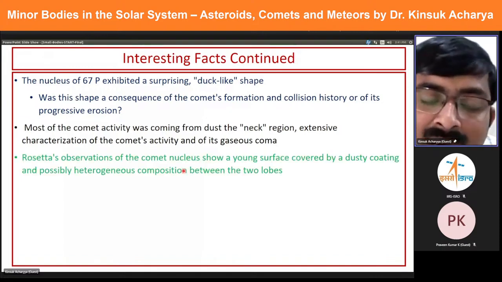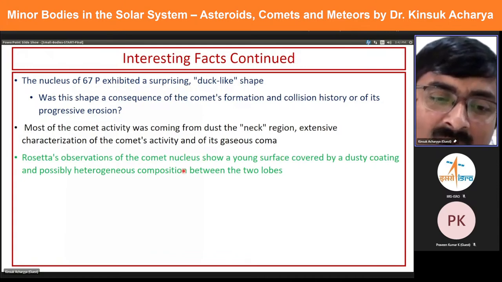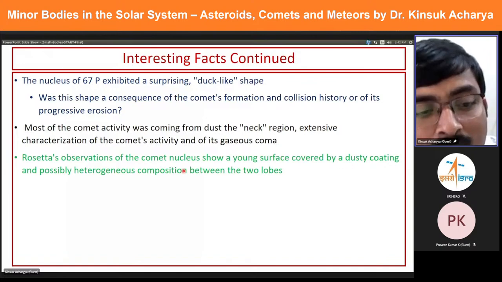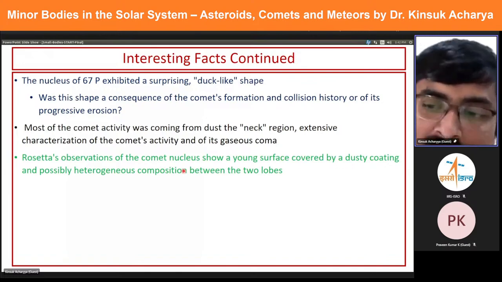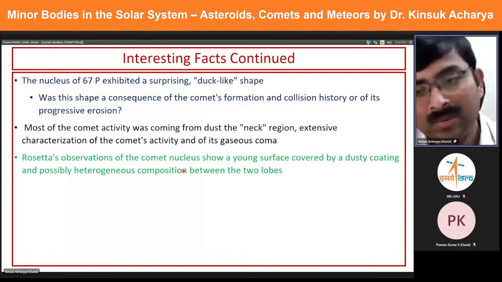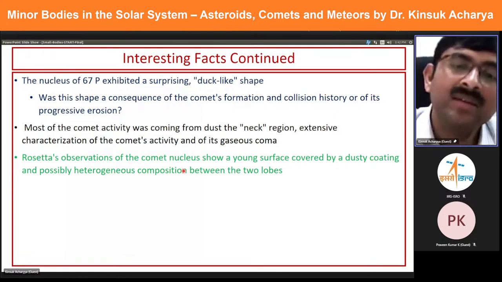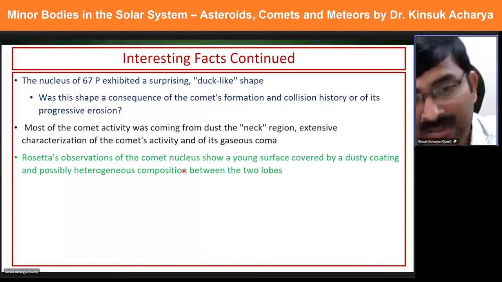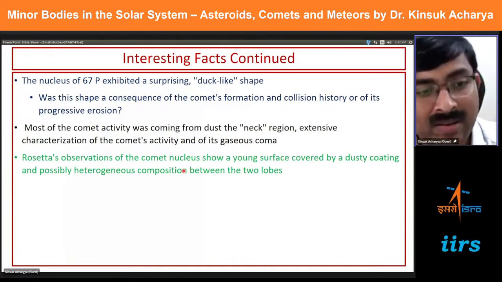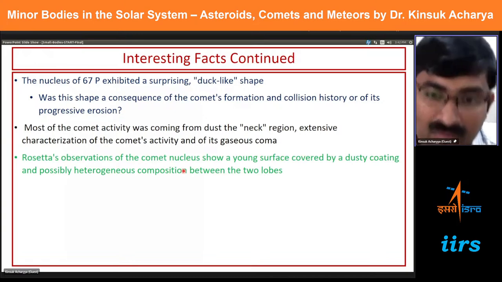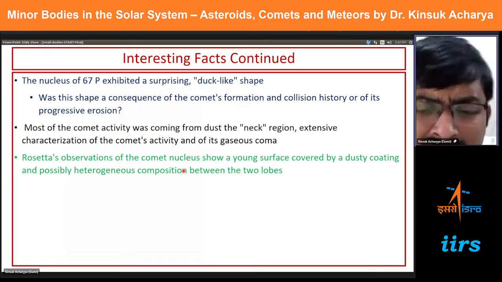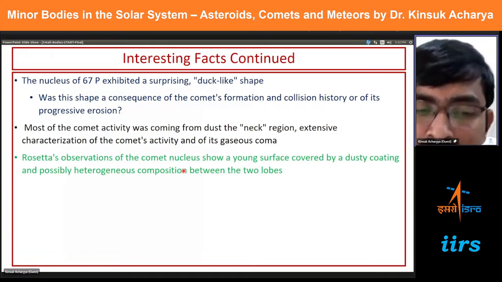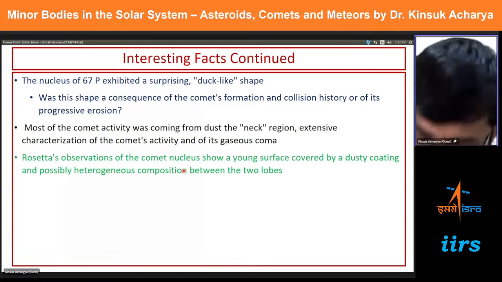And besides, two very interesting things were found. We found that it has a very young surface. So, the surface probably means that the various impacts ejected gas and then it falls on the surface. Therefore, the surface material is very new or very young. Not only that, the different lobes have heterogeneous composition. That means these two lobes share different histories.